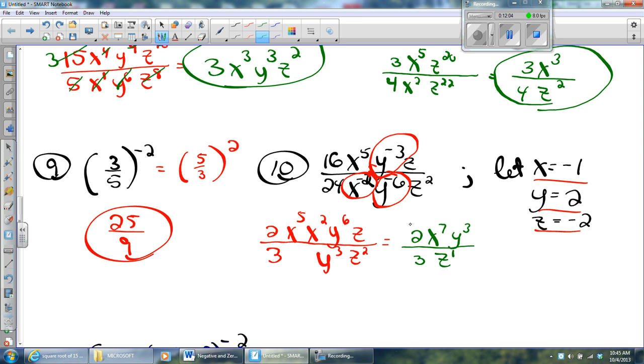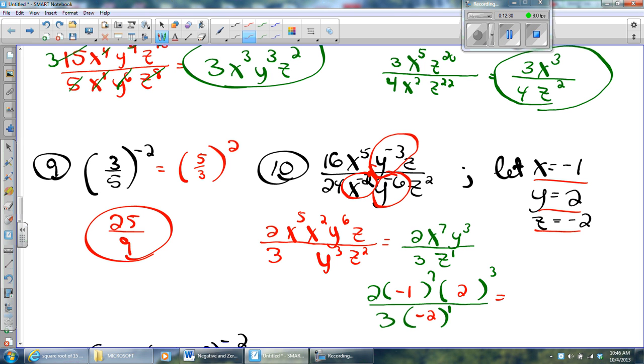Okay, so now I'm ready to substitute in. So I'm going to do 2, and notice I'm using parentheses. And then that's going to be the y. And then the denominator, I got a 3. And I've got z, and it's just the first power. So I'm going to substitute in -1, 2, and then -2.